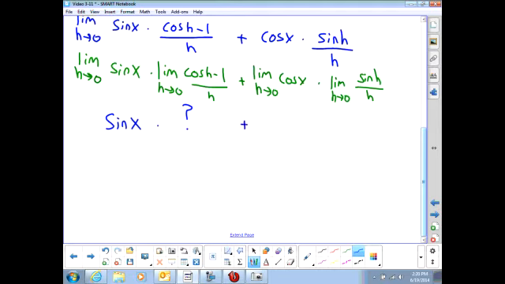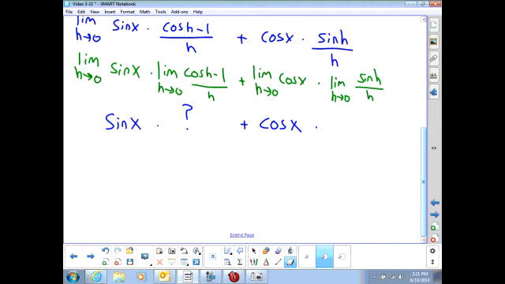Plus, limit as h approaches 0 of cos x. Well, there's no h's, so imagine subbing in 0 for h, but there's nowhere to put it, so you just get back cos x. And then the last thing we saw in Unit 2, we did it with a table. We evaluated this limit, and we saw that it kind of looked something like that. So it got closer and closer to the value of 1.